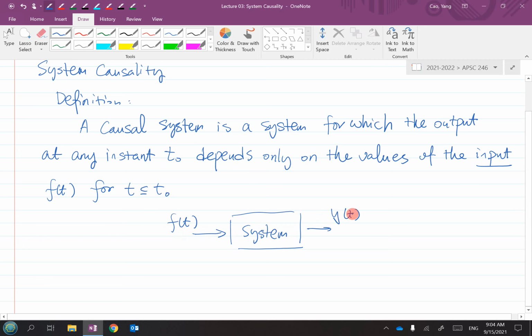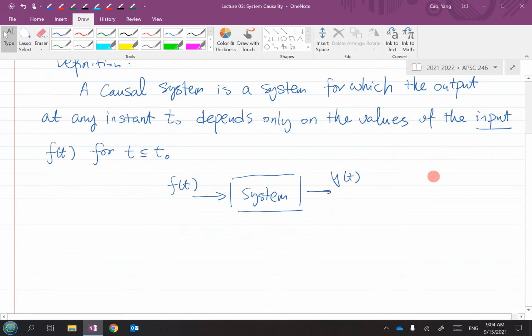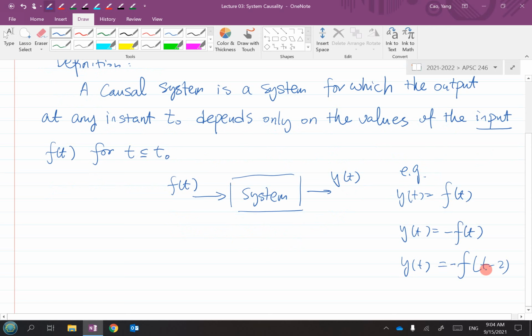Inside the system, it has some magical operations going on. Whatever spits out of the system, the y of t, could be exactly the same as the input. That's what the system does, basically. Or y of t could become a negative of this, or y of t could become a shifted version of the input. Those are very simple examples of what output could look like, given a certain system.